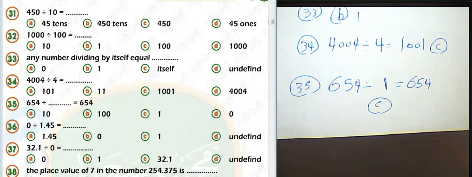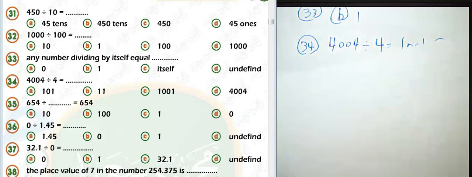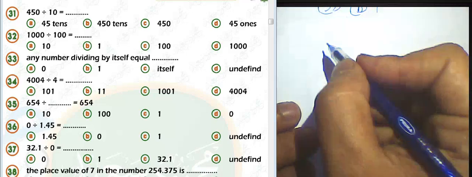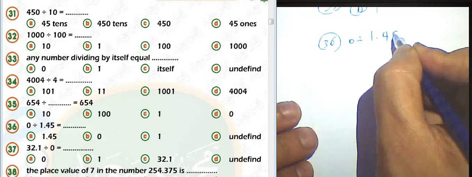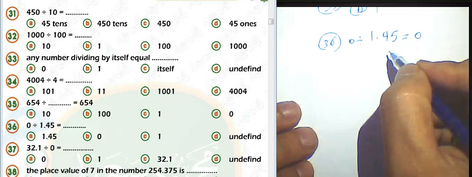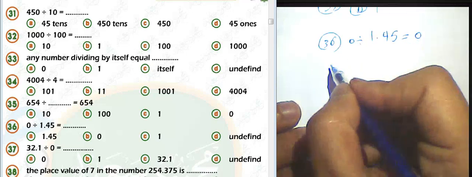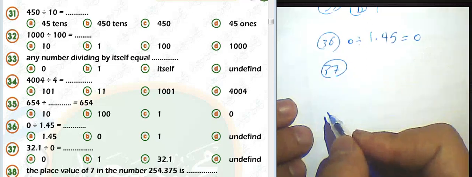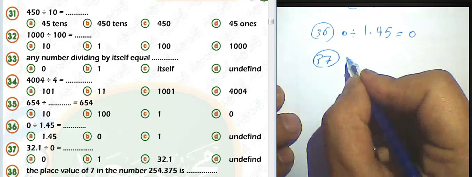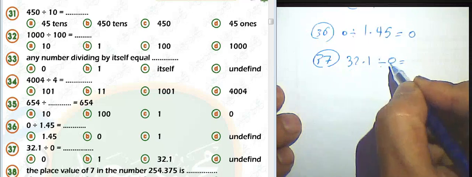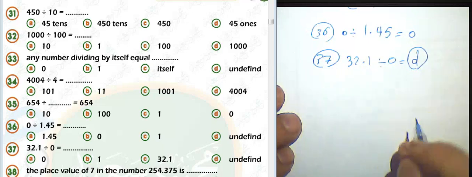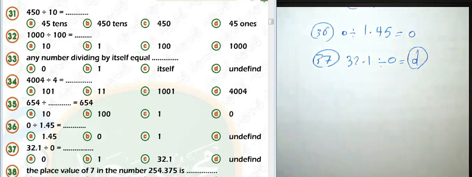Okay, another example. Question 36, 0 divided by 1.45 hundredths, it will be 0. Sorry. Question 37, 32.1 divided by 0, it will be undefined. We must choose letter D about this example, undefined.